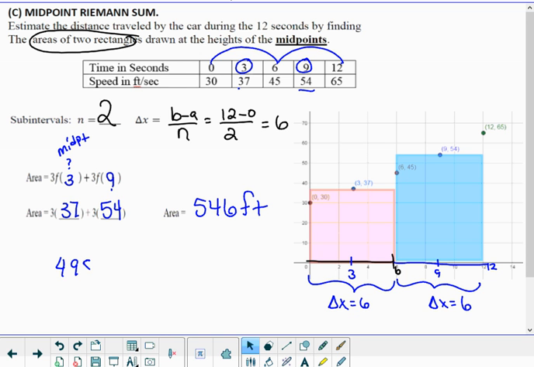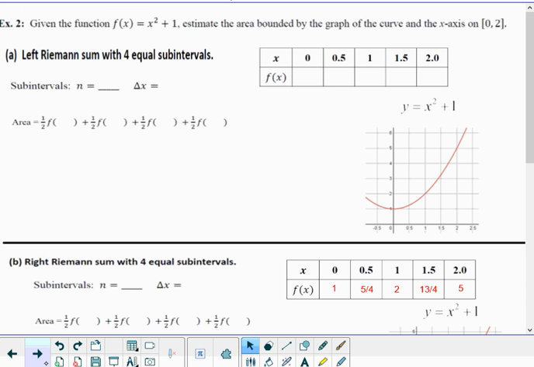Left hand bound, we had 498. Right hand bound, we had 603. And somewhere based on midpoint, we ended up with 546. Does not surprise me to see that the midpoint value of that area landed between the left and the right. Yep. All right, example 2.